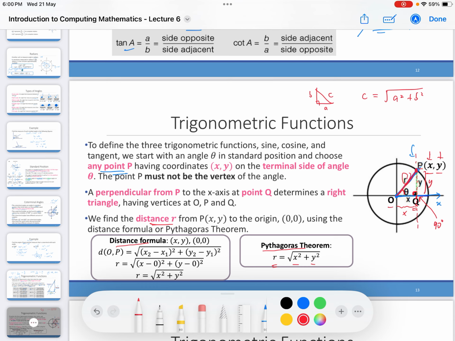So using this, we get r, the hypotenuse, equals the square root of x squared plus y squared. If you want to use the distance formula, we want the distance from O to P. O is the origin, which is 0, 0, the coordinate, and P, the coordinate is x, y. So we have x1, y1, and x2, y2. We just substitute inside this formula. So we get the same final result for r, which is the same as Pythagoras theorem.